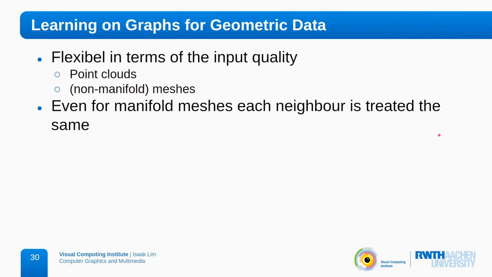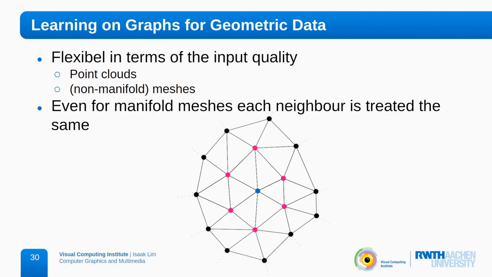The benefit again is that we're fairly flexible in terms of the input quality. We can use these types of representations on point clouds and on meshes. And here, in fact, we do not care too much about the quality of the meshes. They can be non-manifold, and these types of approaches on graphs also work on them. However, the downside here is that even if we have high-quality meshes, even if we have manifold meshes, each neighbor is treated in the same manner.